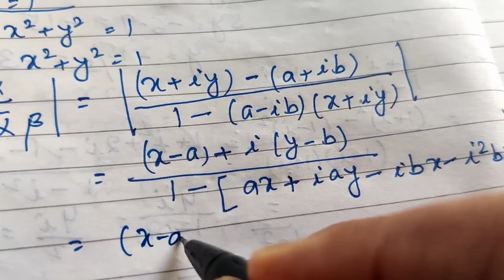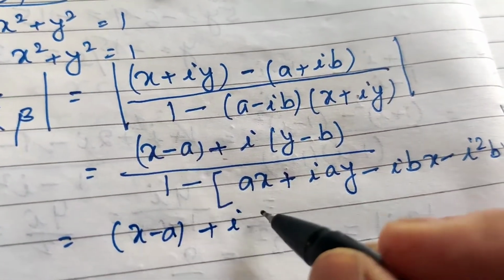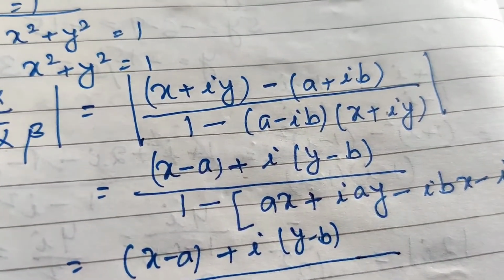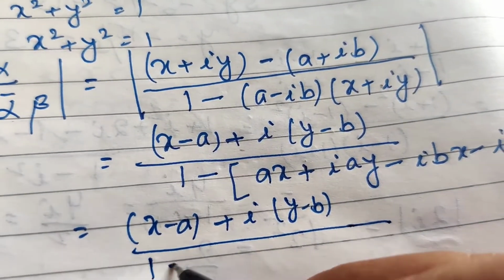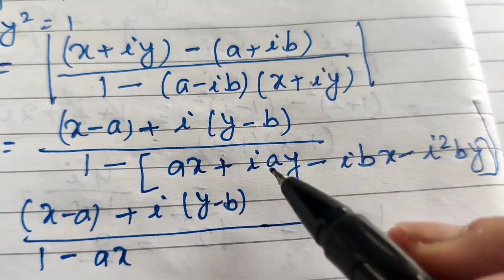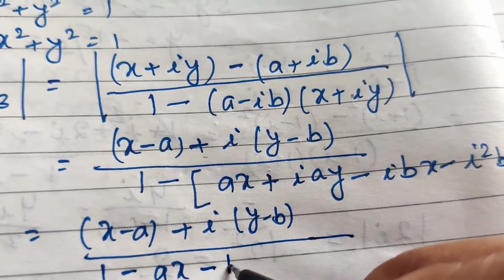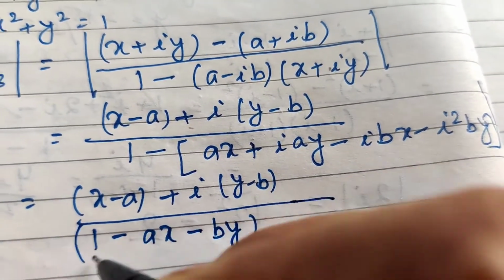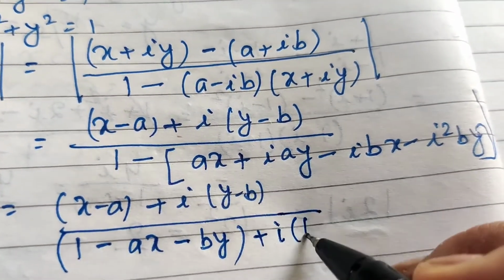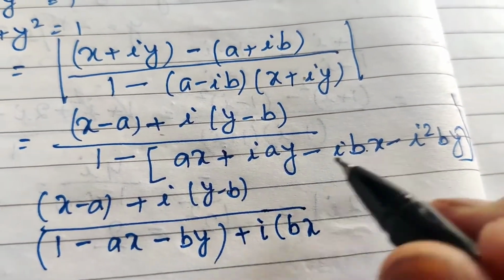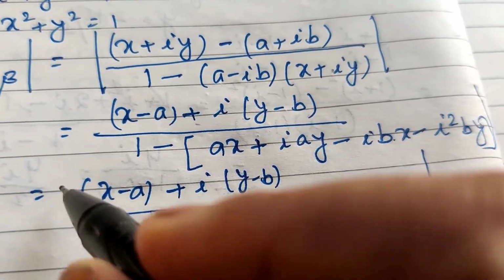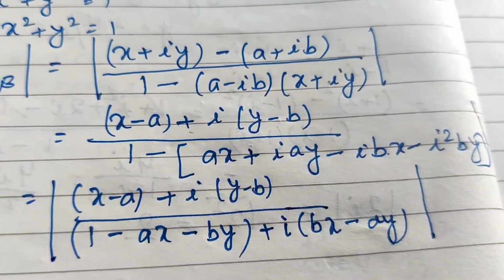It is x minus a plus i(y minus b), and the denominator is 1 minus, taking the real part again, 1 minus ax minus by. Multiplying, the real part is this, and the imaginary part is i(bx minus ay). Now find the modulus of this number.